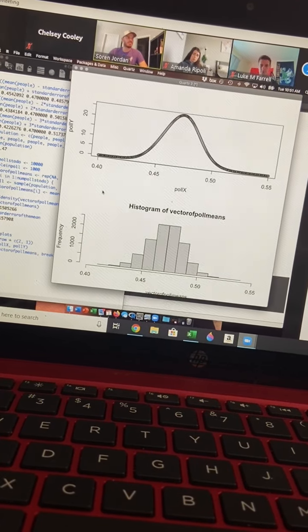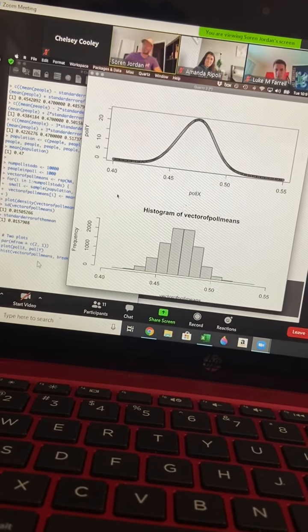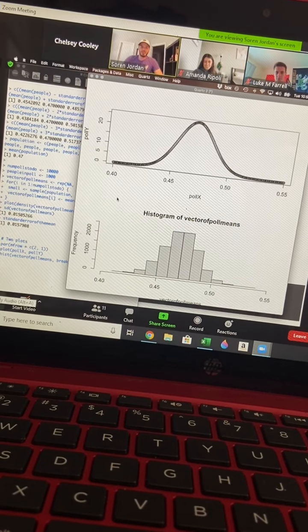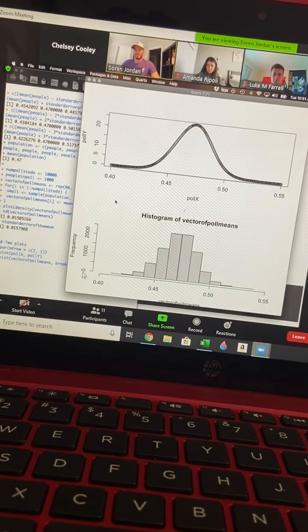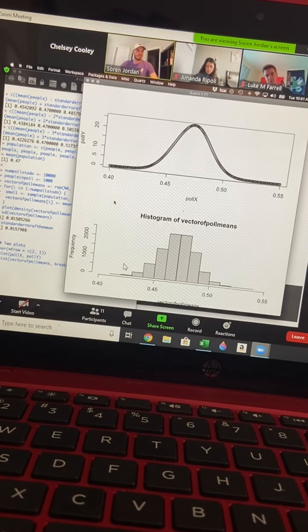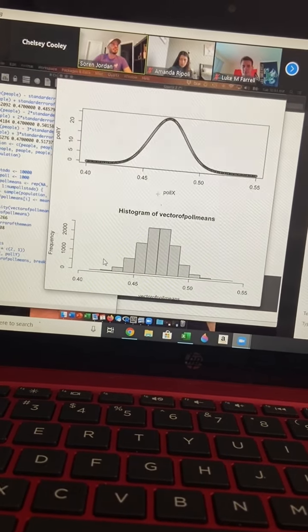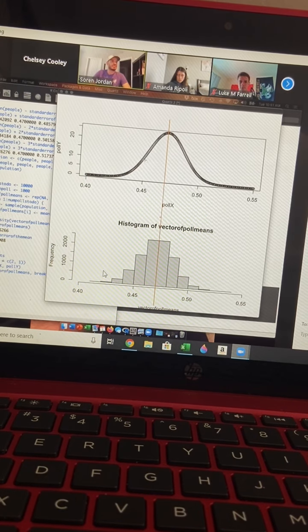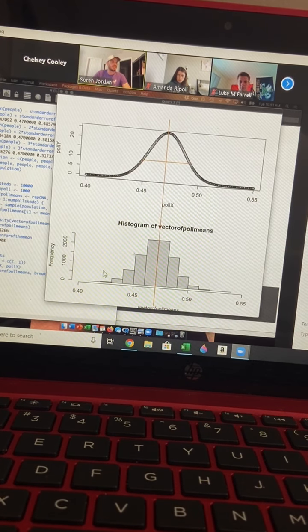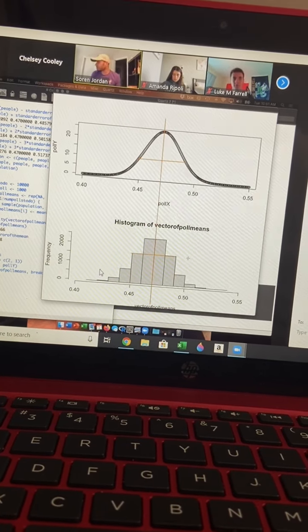Do they look similar? Do they look different in terms of where they're centered? My dog's going crazy. I don't really know what's happening right now. Do they look similar? Do they look different? They're similar. Frequency, probability. Are they centered at about the same place? Oh, yes, they are. Do they have roughly the same amount of spread, would you say? Yes. I mean, that's kind of cool, right?